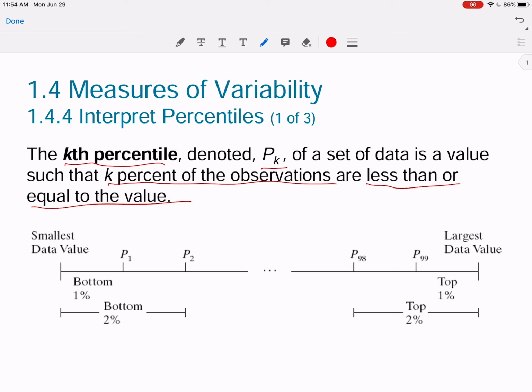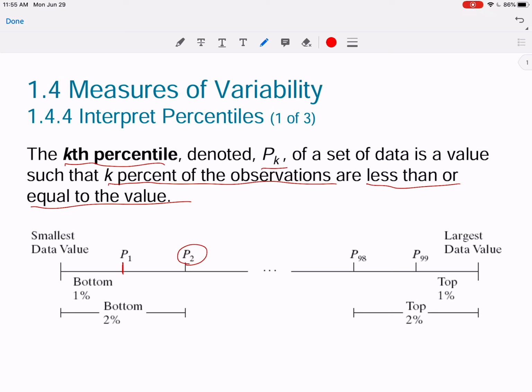So there is a graph given down here. We can tell the P1 means first percentile. In this case, the bottom 1% of the data set are smaller than this P1. That's why it's called the first percentile. Similarly for P2, 2% of the data set are less than or equal to P2. So this P2 is the second percentile.